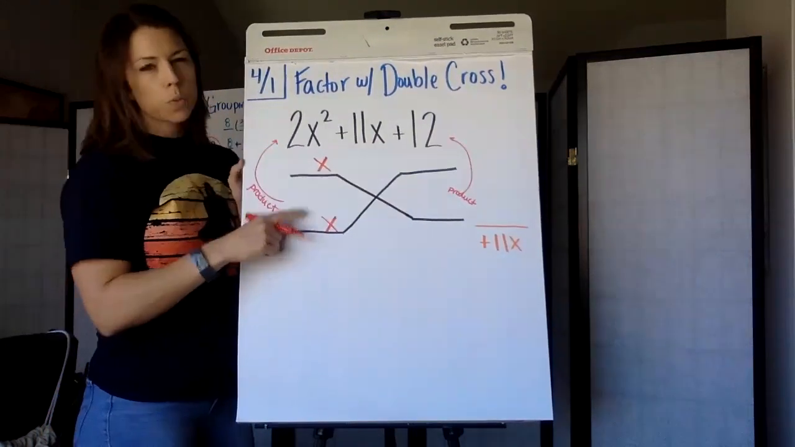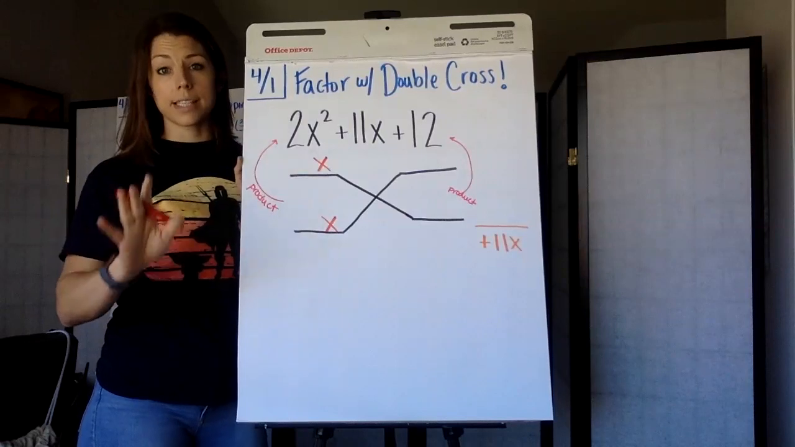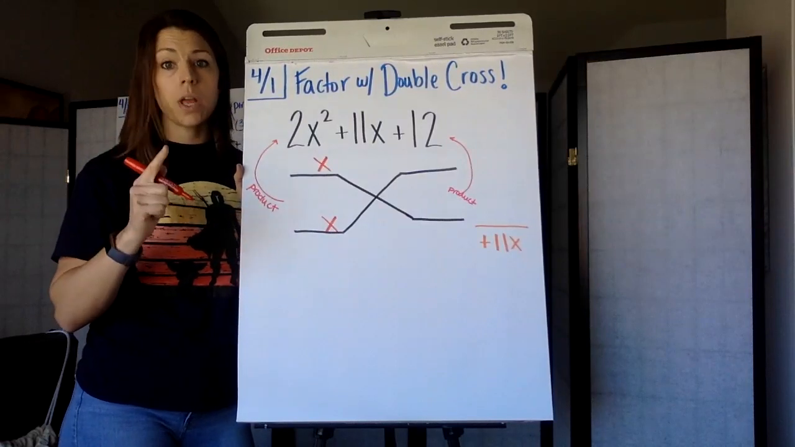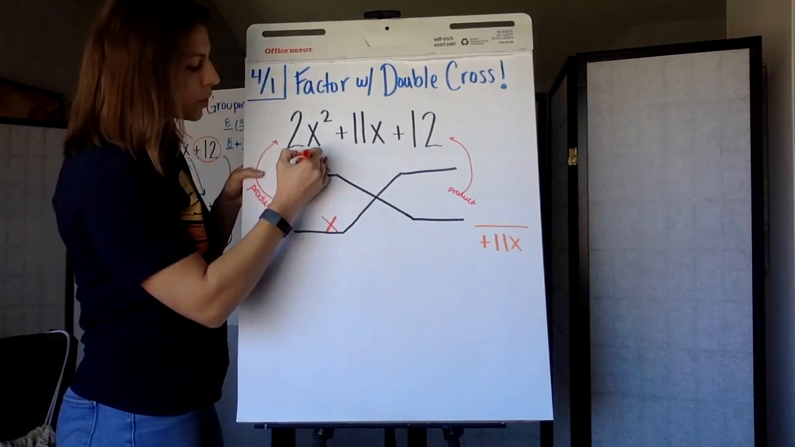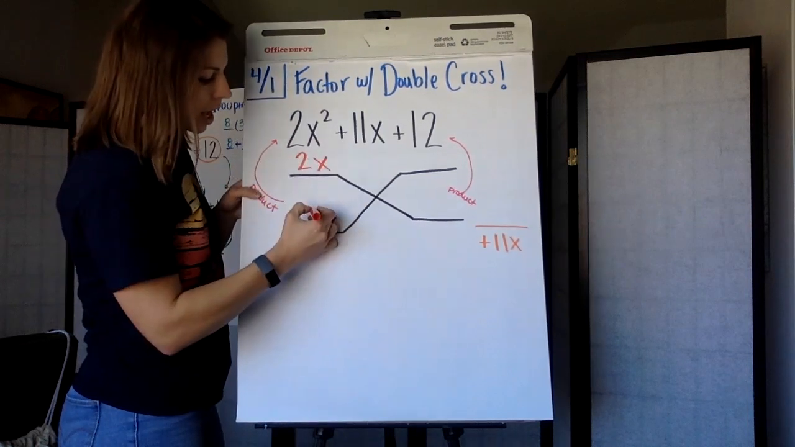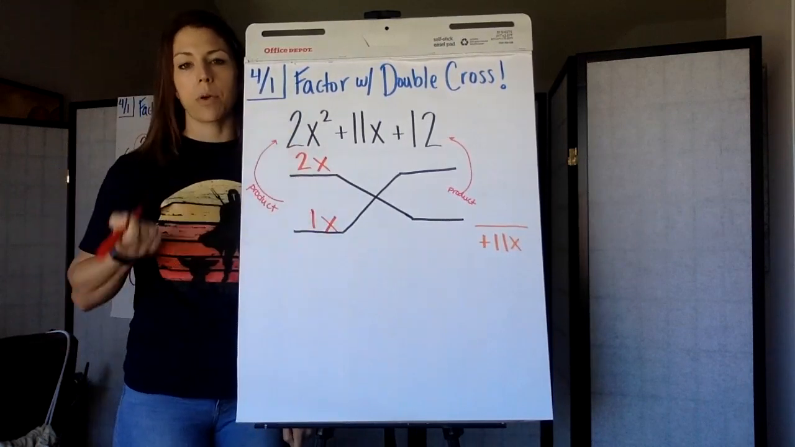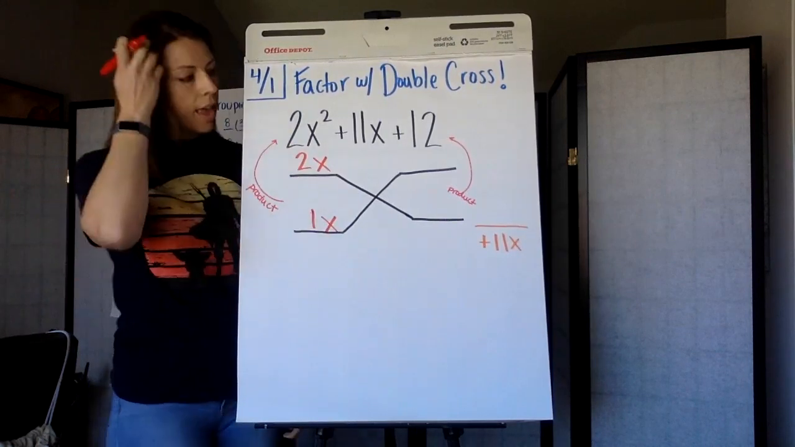And then what times what is 2? Well, luckily for us, in this case, there's only one way to get 2 using multiplication, 2 and 1. So I'm going to put 2x here and 1x there, because 2x times 1x is a product of 2x squared.